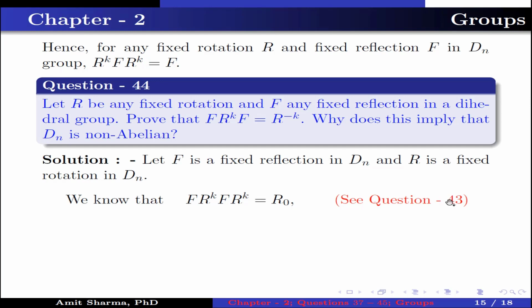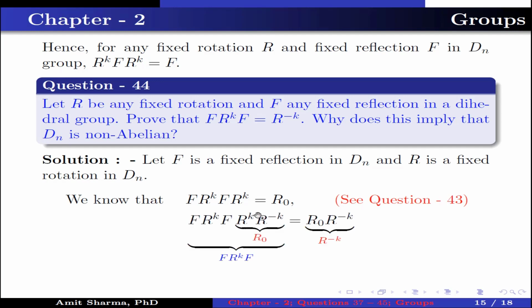Now multiply R to the power minus k on both sides. We get F into R to the power k, F into R to the power k, R to the power minus k is equal to R0 into R to the power minus k. Now R to the power k into R to the power minus k is R0, and F R to the power k, F into R0 is equal to F into R to the power k F. And R0 into R to the power minus k is equal to R to the power minus k. This implies F R to the power k F is equal to R to the power minus k.